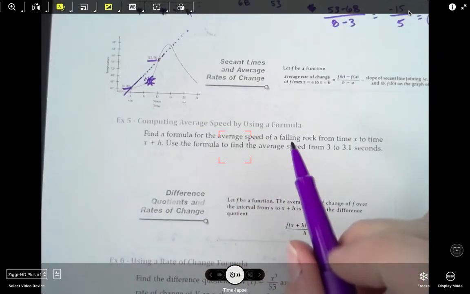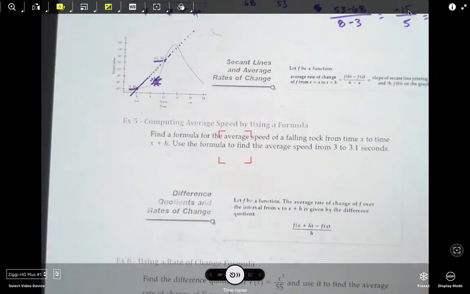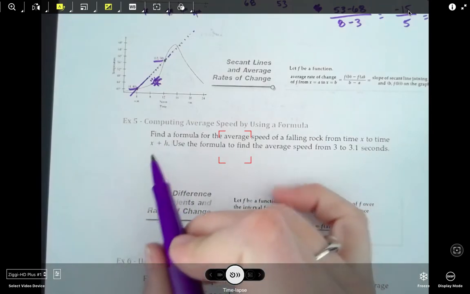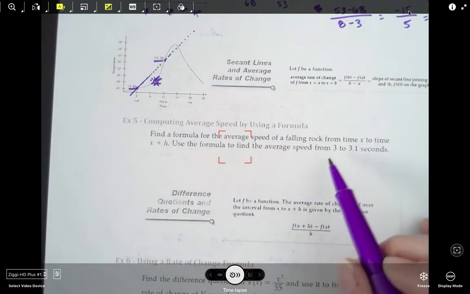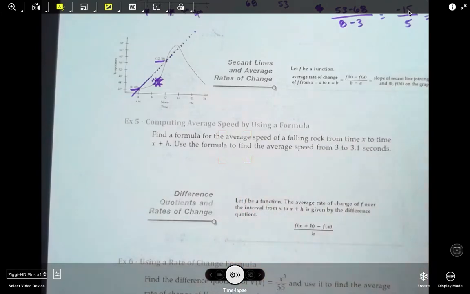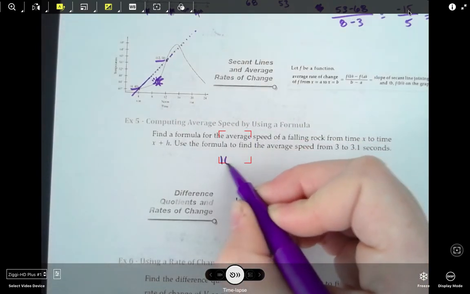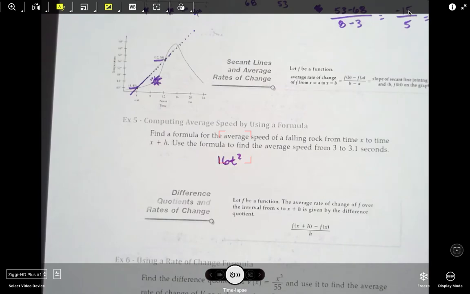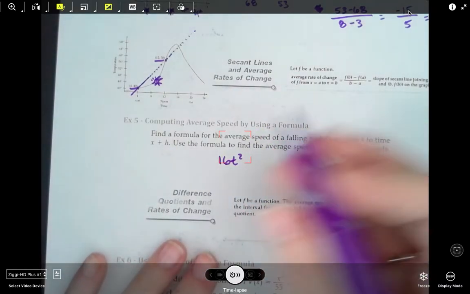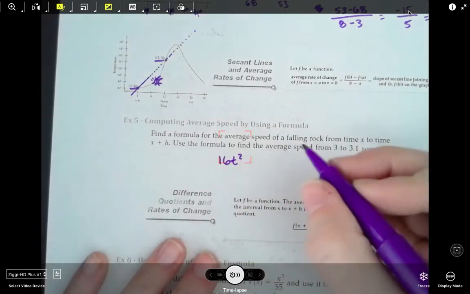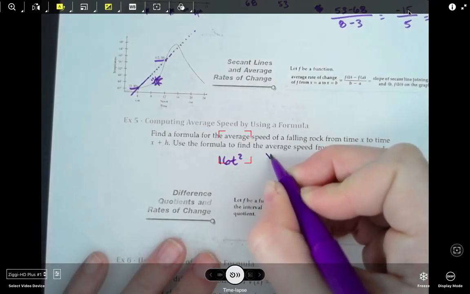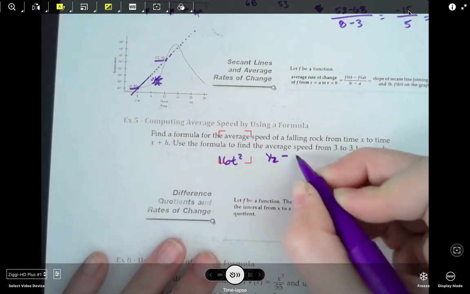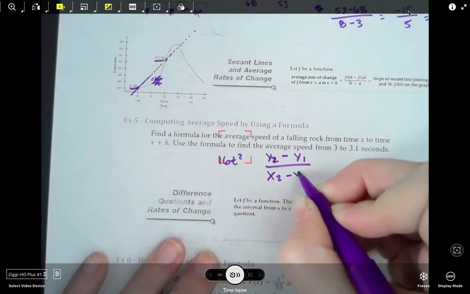So, computing the average speed by using a formula. Find a formula for the average speed of a falling rock from a time of x to a time of x plus h. Use the formula to find the average speed from 3 to 3.1 seconds, okay? The distance fallen is 16t squared. We know that from the beginning, all right? So to find the formula for the average speed from time x to time x plus h, we need the y coordinates. So it's y2 minus y1 over x2 minus x1, okay?